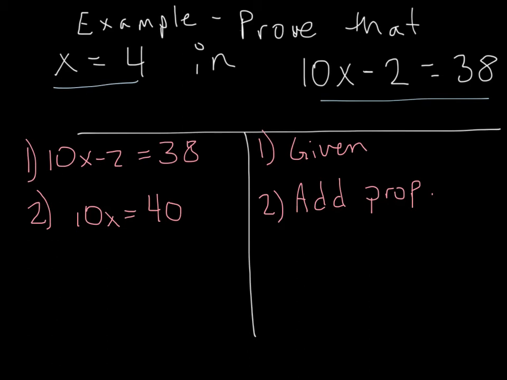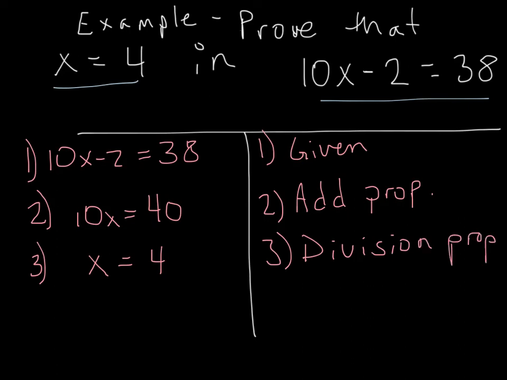And so what to do next? Well, remember, we're trying to get x by itself, right? So it's 10 times x equals 40. Right off the bat, we can just sort of look at it and tell x is 4. But how would we algebraically prove that? Well, we would divide both sides by 10. And when you divide the 10x by 10, you end up with just x, because the 10s become 1, and 1 times x is just x, right? So we end up with x equals 4, and that was because of the division property.